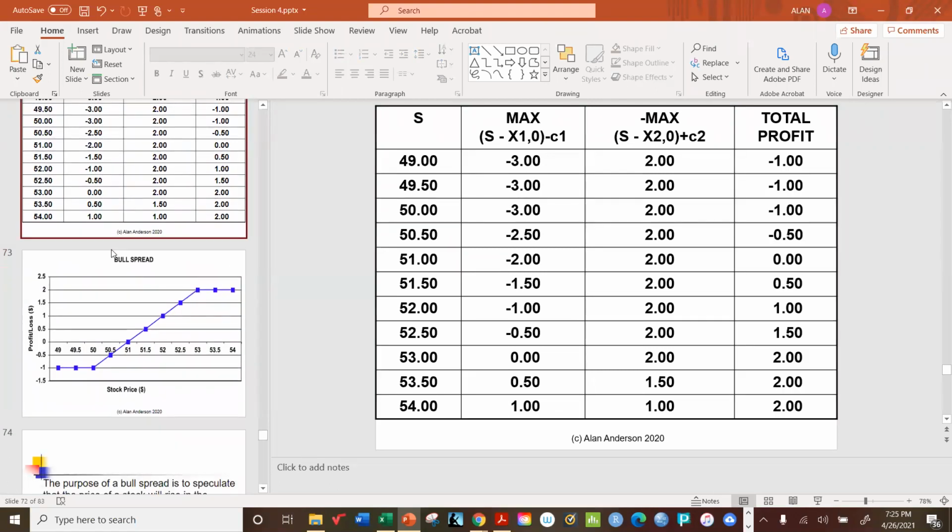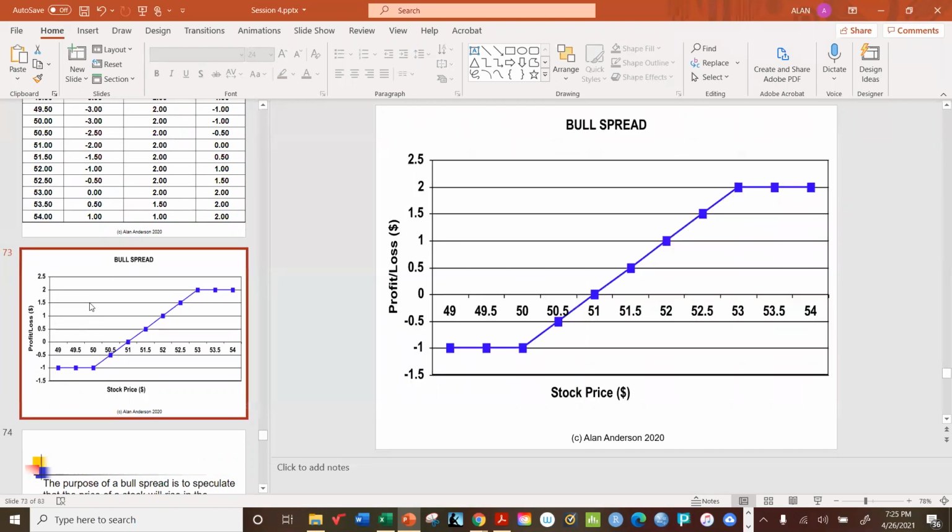So when you put all that together on this plot, you'll see, that looks familiar. Down here you can see there's a maximum loss of $1 and a maximum profit of $2. So it's a bull spread. It's a fairly conservative bet that the stock price will go up. You're thinking it'll go up, but not so much that you have to worry about the upside potential.